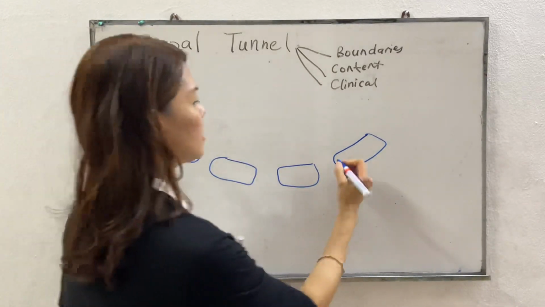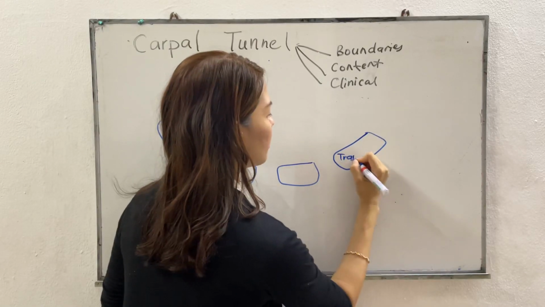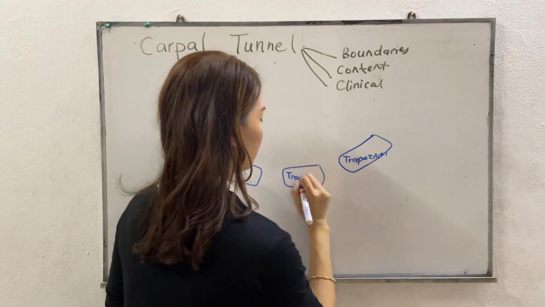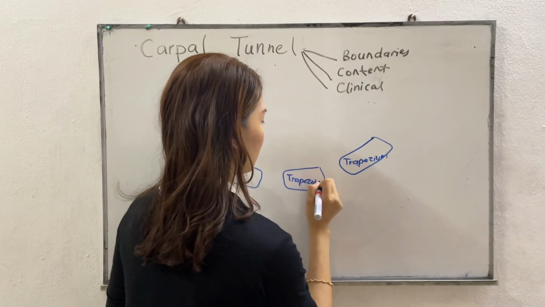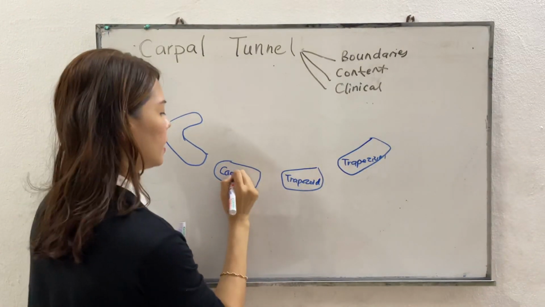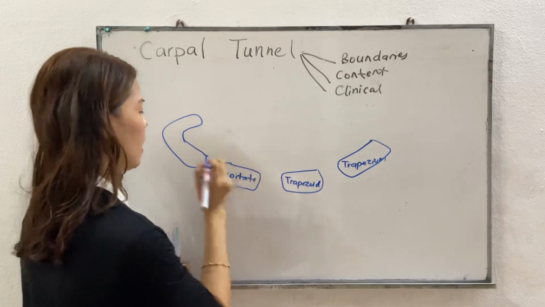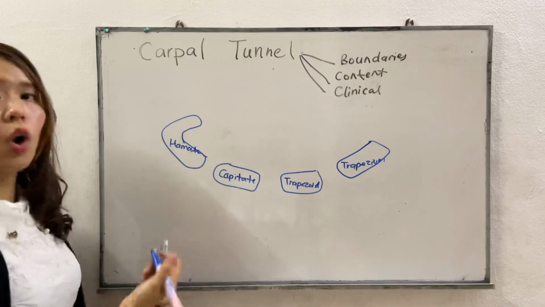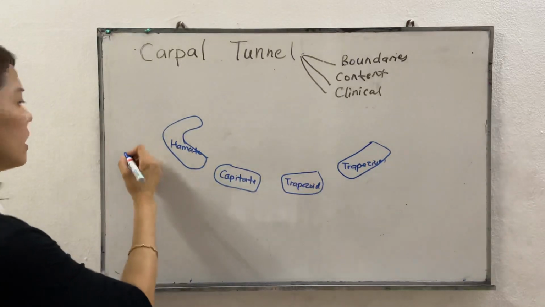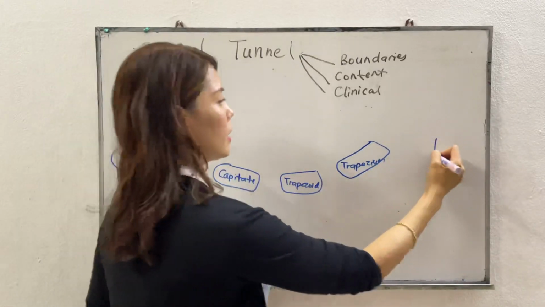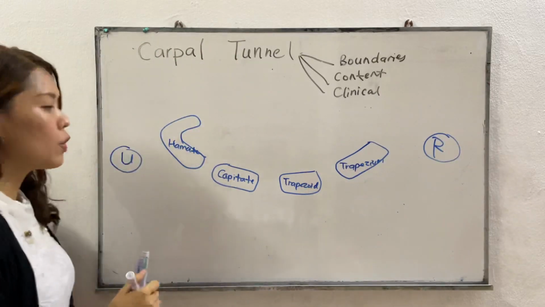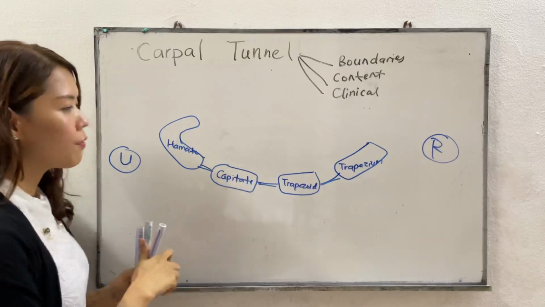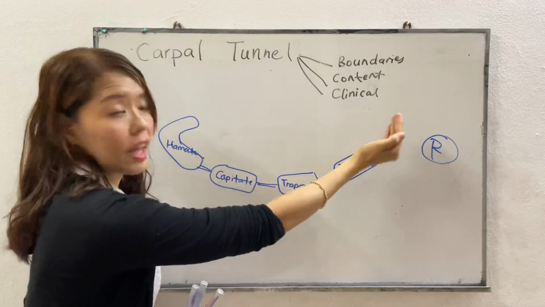Okay, so this is your trapezium, trapezoid, capitate, hamate, and this is your hook of the hamate. So this is your ulnar side and this is your radial side. So if you can see these carpal bones, they form an anterior concavity, correct?